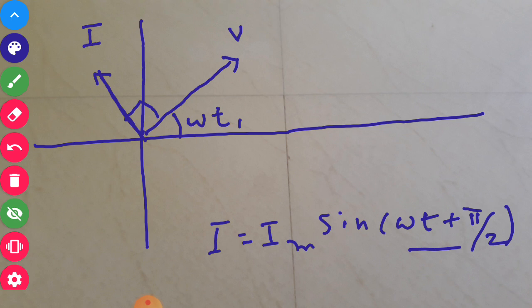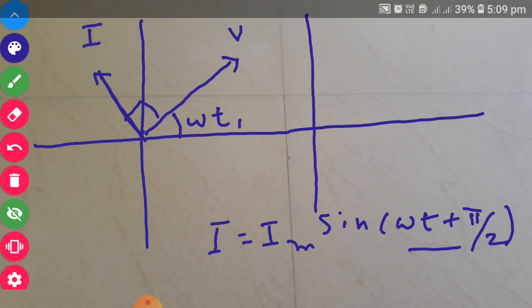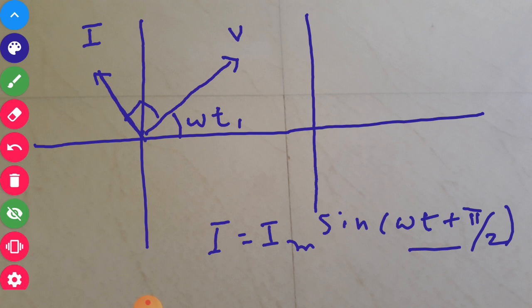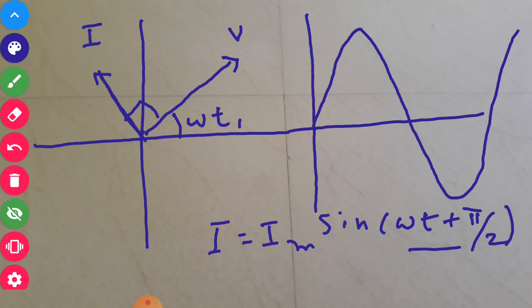Now both the functions are sine functions, for current also and voltage also. For voltage we can easily draw the sine function. It is Vm sin omega t, so we have to draw a sine curve. So this is the graph for voltage. Now this is sin(omega t plus pi by 2), or rather we can say it is Im cos omega t.